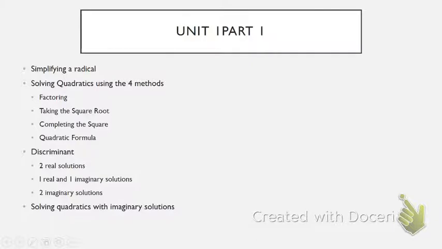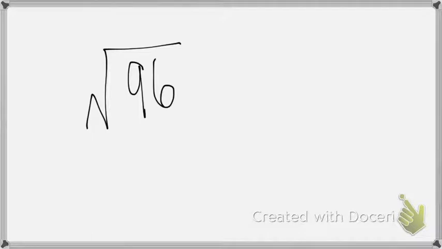methods, okay? Now, I'm just going to very quickly go over why we simplify a radical and an example of it. So, to simplify a radical, you have to break down the number inside and underneath that square root and find factors or pairs of numbers that we can pull out and put to the outside. The first example we're going to look at is the square root of 96.